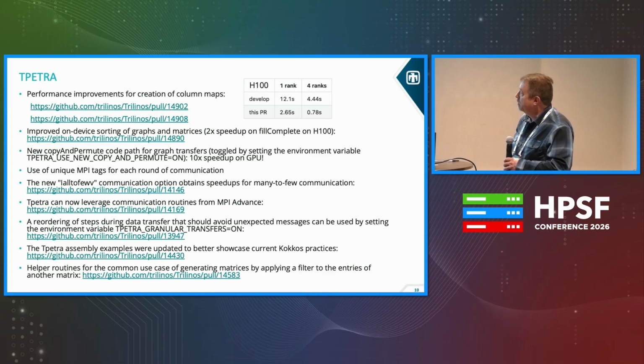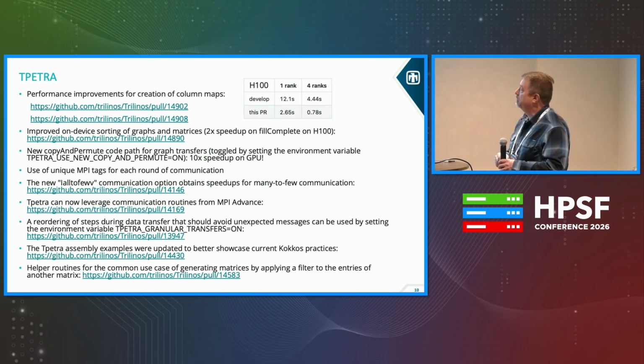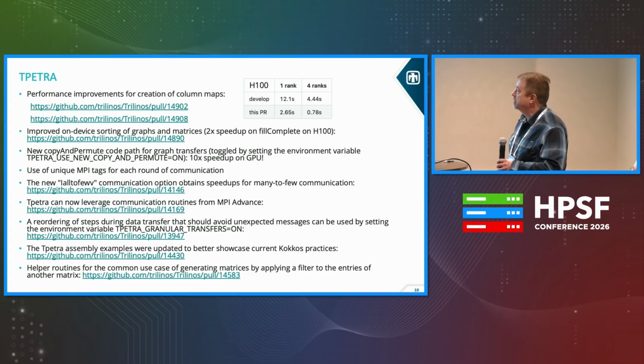The copy and permute code path. We found some code paths were actually very slow on GPU. And they changed this, and we can see a 10x speedup on GPU. If you're using Panzer, that triggered this code path a lot. So this made a huge difference in our run times. But right now you have to export this use new copy and permute on. We will probably make that the default for GPUs, but I think there's a discussion that Tpetra has to have for that. There were cases where it did slow things down.